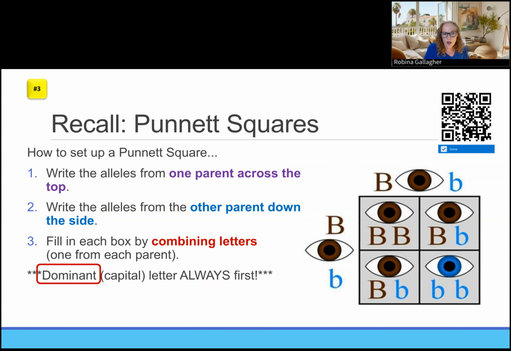So to try to maintain consistency, scientists like to put the dominant capital letter first. So instead of writing little b, big B, they much prefer it to be big B, little b. But really it means the same thing. They are heterozygous if they have one of each allele.